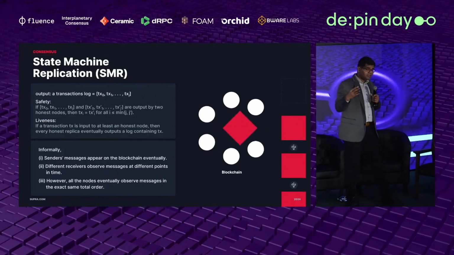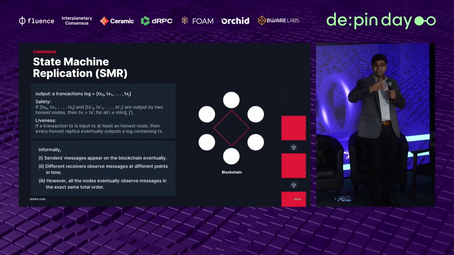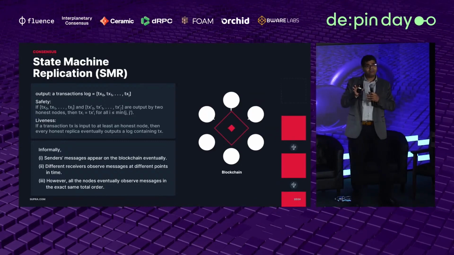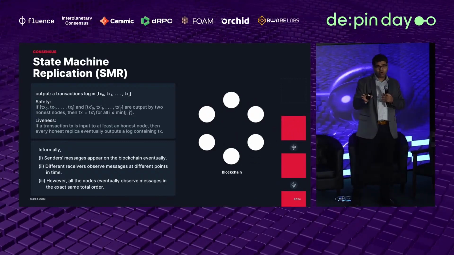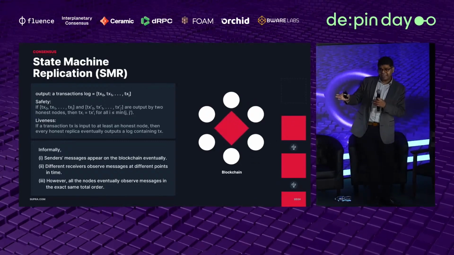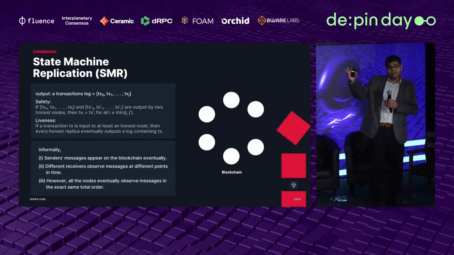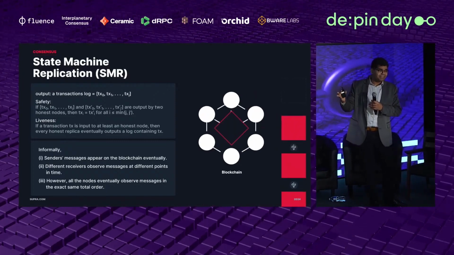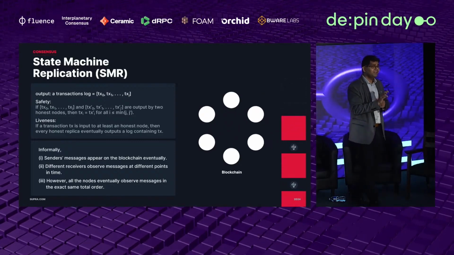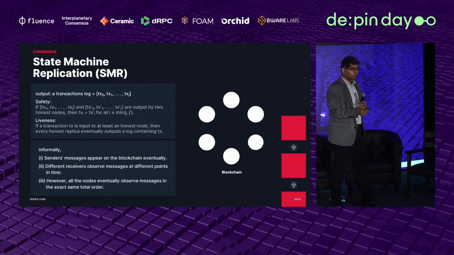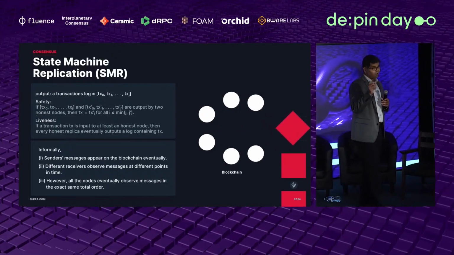Different people may see them at different points in time because everybody is sitting in a different part of the world, okay? However, they all see them in the same order. So if I saw your transaction in block 10, then others are also going to see it in block 10. They may see block 10 after 20 minutes, after 10 minutes, but they are going to see it in the exact same order. That's a nice guarantee that blockchains offer.